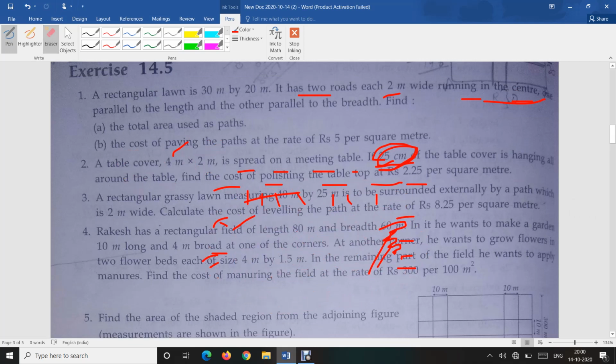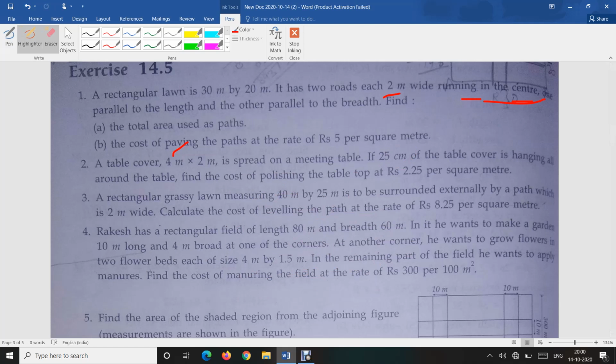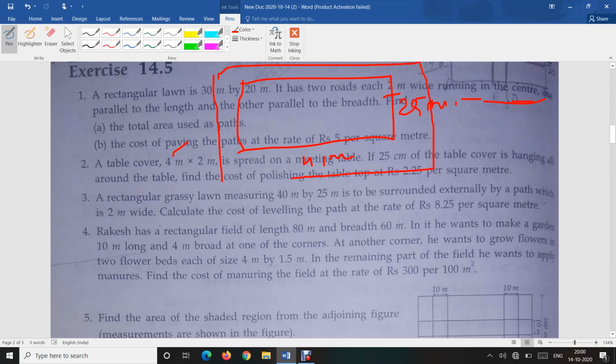The question number 3 is saying a rectangular grassy lawn measuring 40 meter by 25 meter is to be surrounded externally by a path which is 2 meter wide. This is saying that there is a rectangular grassy lawn whose length is 40 meter and breadth is 25 meter, and it is to be surrounded externally by a path. That means there is a path surrounding this rectangle, at the external portion, which is 2 meter wide.